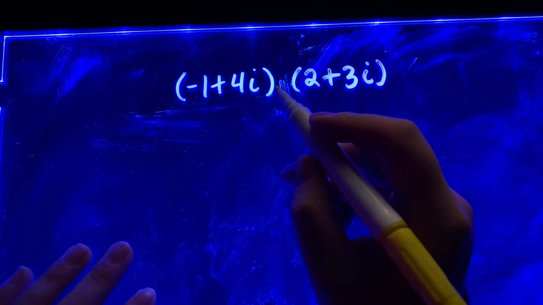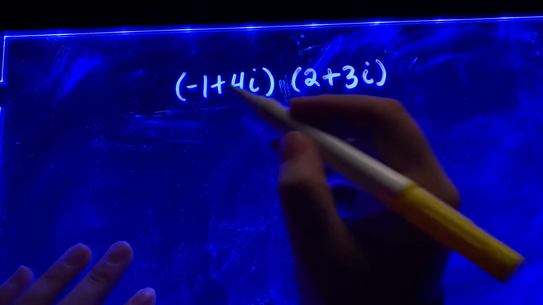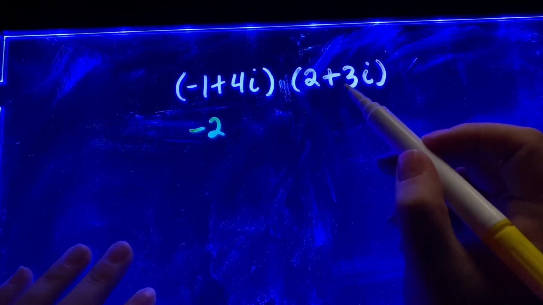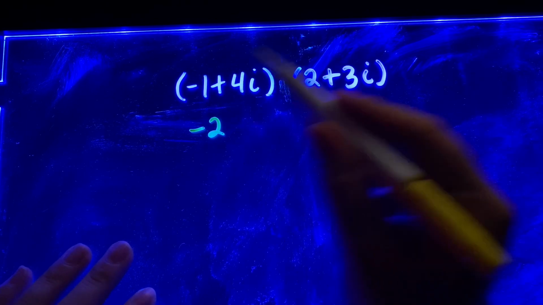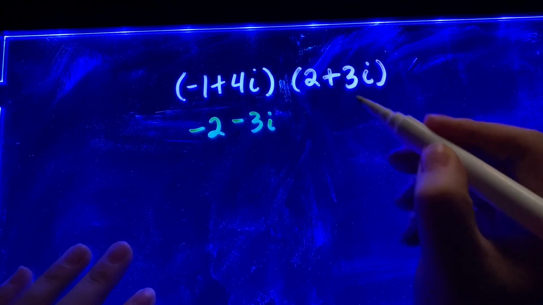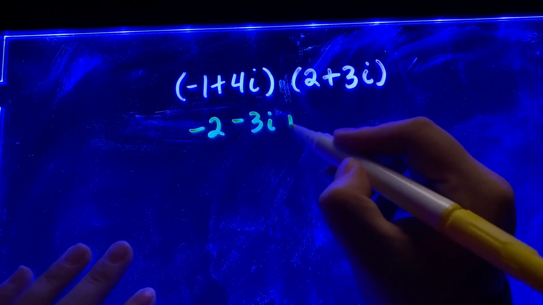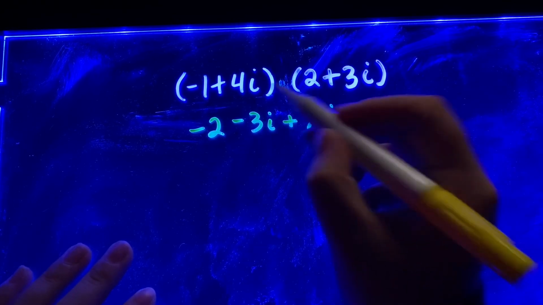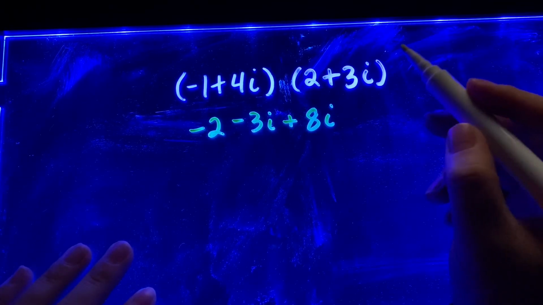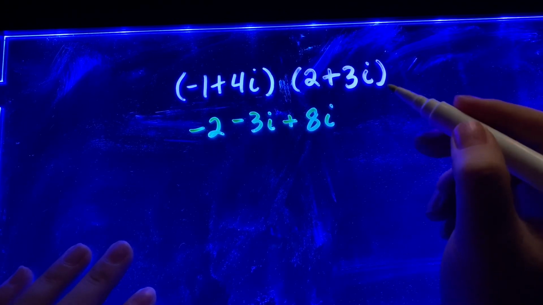Let's just FOIL. Quickly. -1 times 2, the first 2 terms. F. -1 times 2 is -2. O. Outer. Outer is -1 and 3i. -1 times 3i is -3i. I. Inner. 4i times 2 is plus 8i. The inner 2 terms. And last, L. 4i times 3i is 4 times 3, which is 12. i times i is i squared.